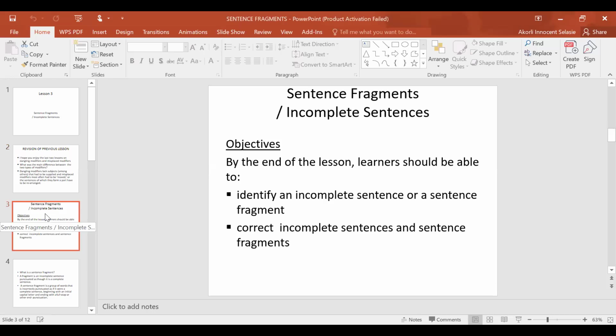Sentence fragments or incomplete sentences. Objectives. By the end of the lesson, learners should be able to: 1. Identify an incomplete sentence or a sentence fragment; 2. Correct incomplete sentences and sentence fragments.